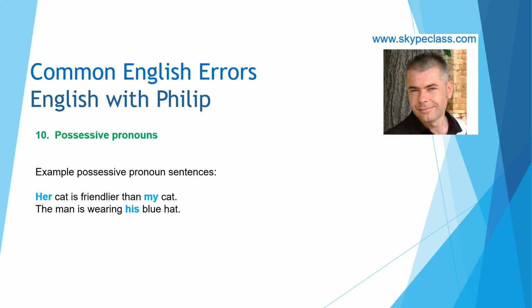Examples of possessive pronoun sentences are shown below. Her cat is friendlier than my cat. Her and my are possessives. The man is wearing his blue hat. His is a possessive. The blue hat belongs to the man.